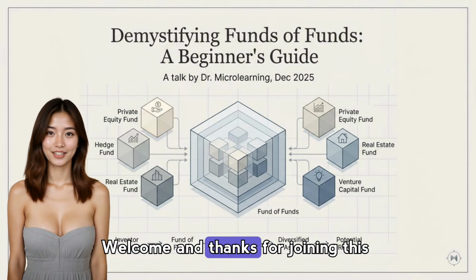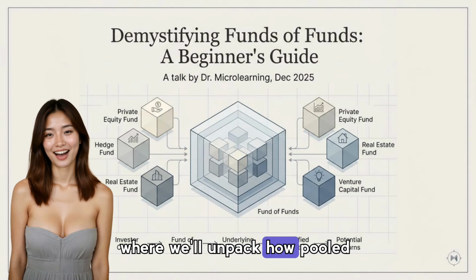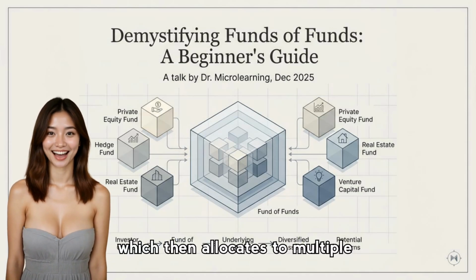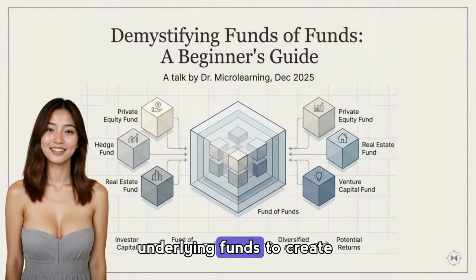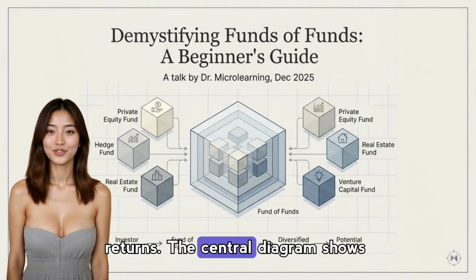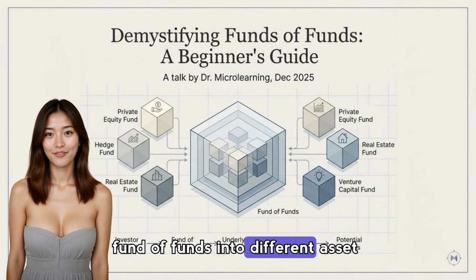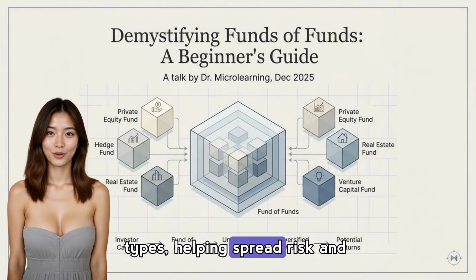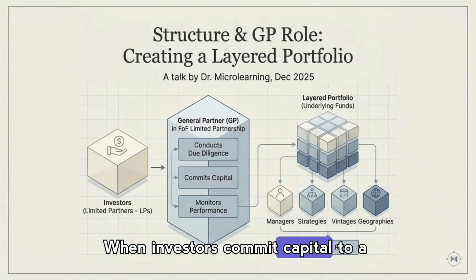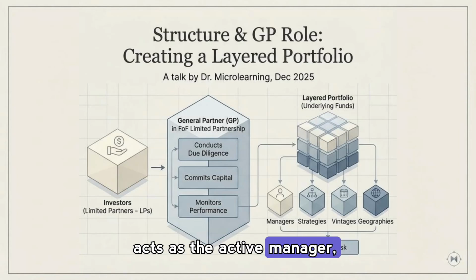Welcome, and thanks for joining this beginner's guide to funds of funds, where we'll unpack how pooled investor capital flows into a FOF, which then allocates to multiple underlying funds to create diversified assets and potential returns. The central diagram shows investor capital moving through a fund of funds into different asset types, helping spread risk and pursue varied returns.